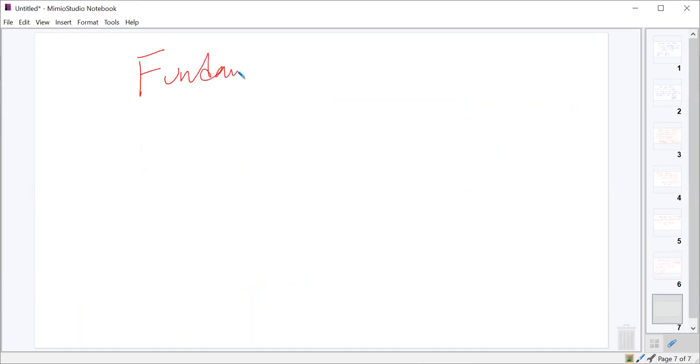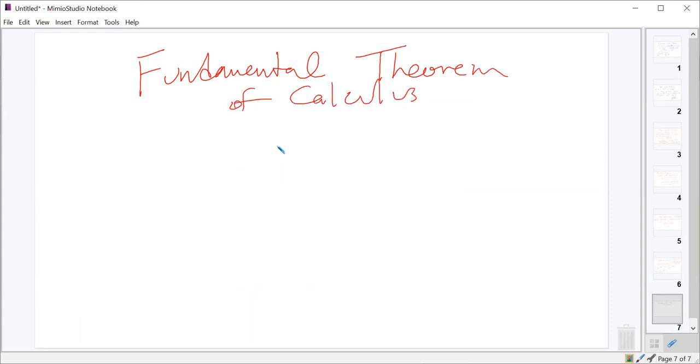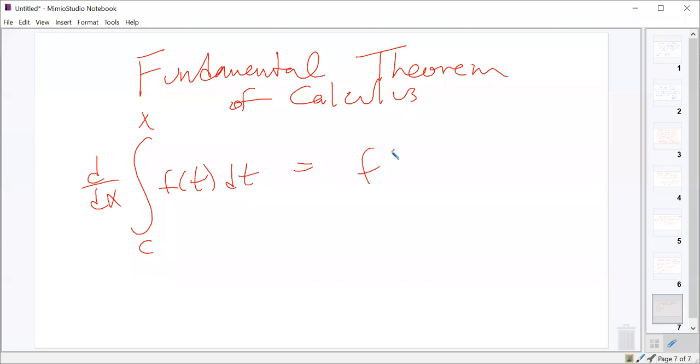which I'm guessing is not what you were sort of looking for, but we'll talk about it anyway. The fundamental theorem just says that the derivative of the integral from some constant, we'll just write c, to x of f(t) dt is equal to f of x. Right, so the derivative of the integral from a constant to x of some function is just that original function in terms of x.